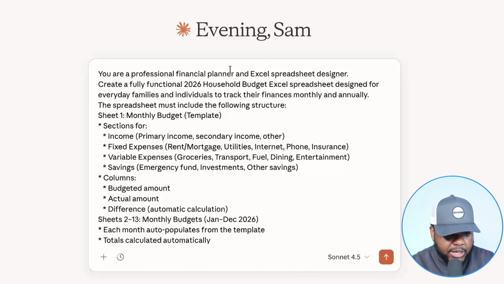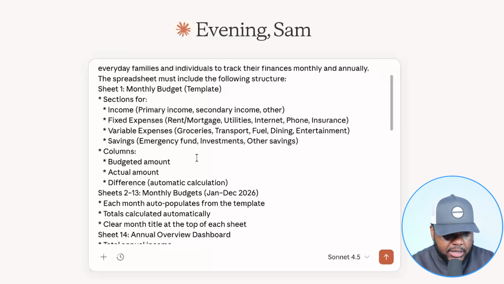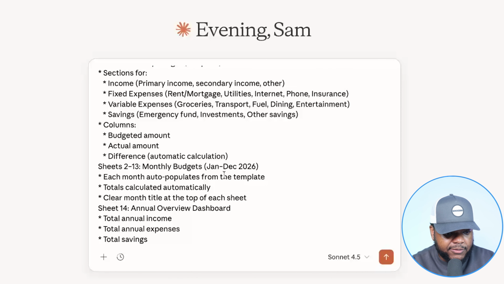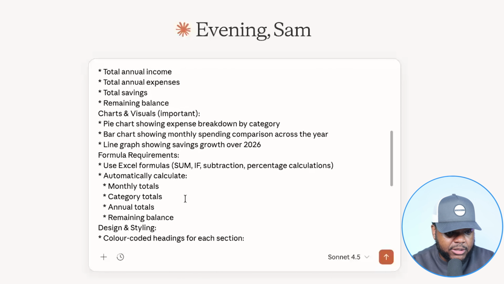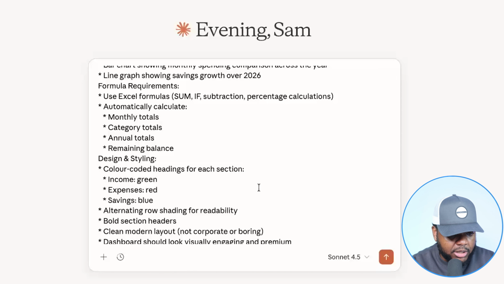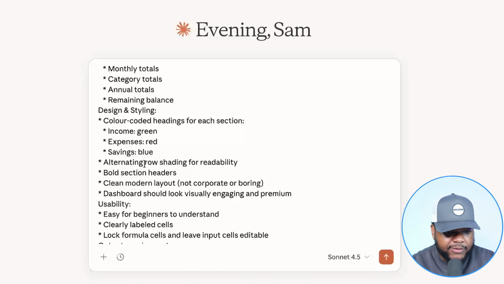What I'm going to be doing is making a 2026 budget planner spreadsheet to help people with their income and outgoings. As you can see, it's very detailed. It's going to have multiple different sheets. It's going to have various different formulas, pie charts, line charts, bar charts, just everything to make sure that it's valuable and the end user is going to be completely happy. So what I'm going to do is just click on enter.